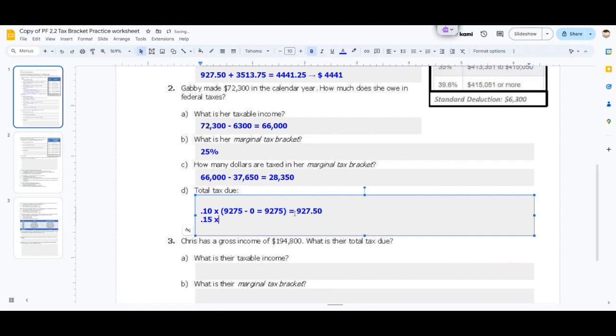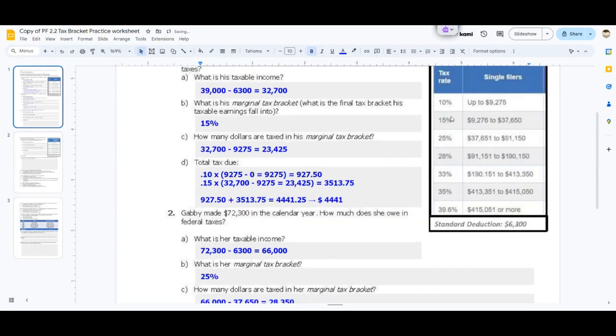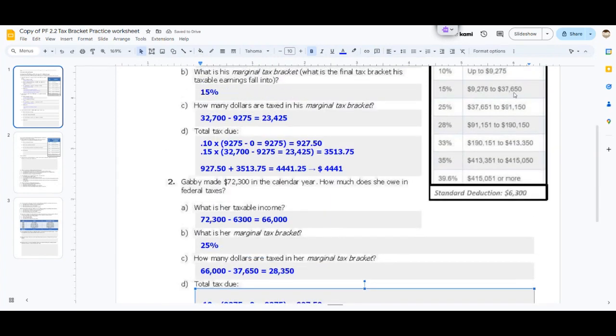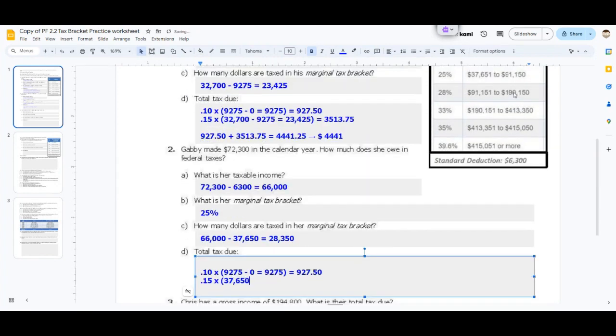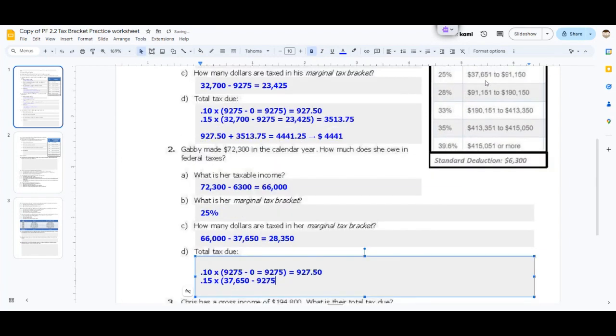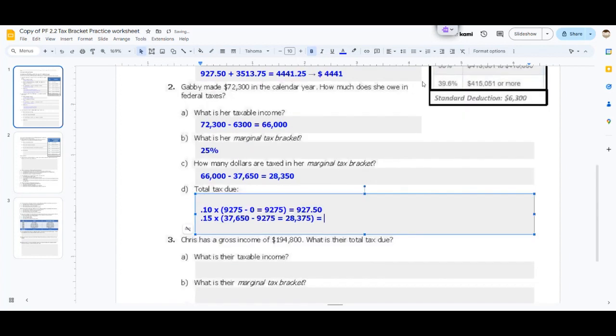Now for the 15% range, she happens to fill that up completely as well because she made it into the 25% bracket. So we're going to take the maximum amount of that range, 37,650, minus the dollars that were already taxed at 10%, 9,275. All right, so that range is 28,375. We're going to apply 15% to that amount, and that comes out to be 4,256.25.